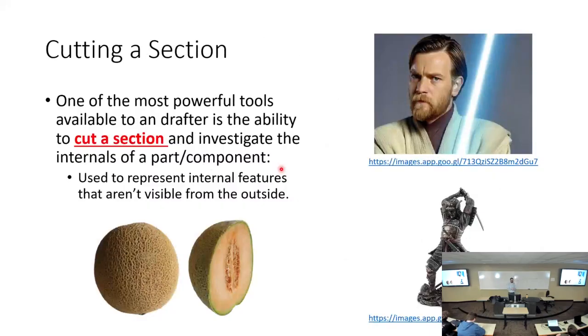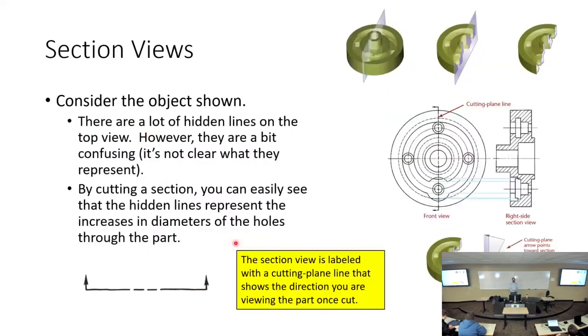All right, cutting a section. Again, the secret weapon of structural engineering is a samurai sword, or a lightsaber if you're a sci-fi fan. Section views are intended to represent the internal features of an object. The classic example is if I have a melon and I cut a section, there's a good reason for doing that from an engineering perspective, because we can see the internal structure of the melon. We can see the seeds. We can see what's going on inside. A common example of where you might see that is in axisymmetric parts like wheels and bearings. If we cut a section, we can see what's going on on the inside.